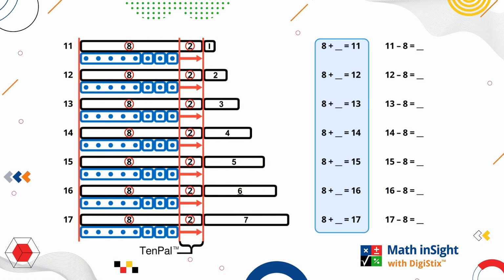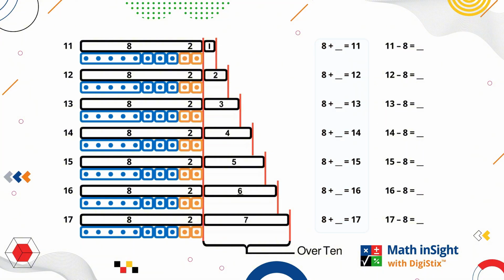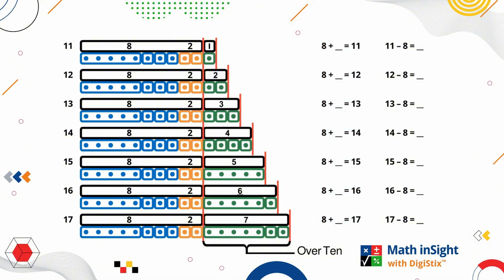So we start by decomposing each 10 into its 10 pals, 8 and 2. Then we add 2 to each 8 to make a 10. We show that with DigiStix like this. Next, to find the second part of the unknown addend, we add the number over 10 shown by the arrows. We show the number over 10 with DigiStix like this.